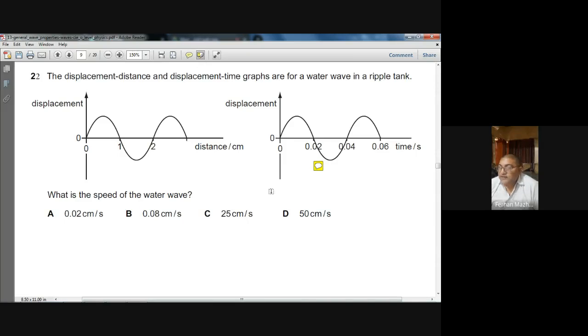It's a very, very important question. We used the displacement distance graph to find the wavelength. We used the displacement time graph to find the time period. Then I calculated the frequency and applied the formula V equals f lambda. From the calculation, the speed of the wave is 50 centimeters per second.